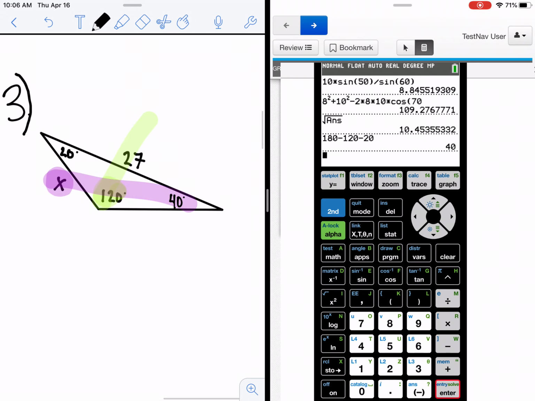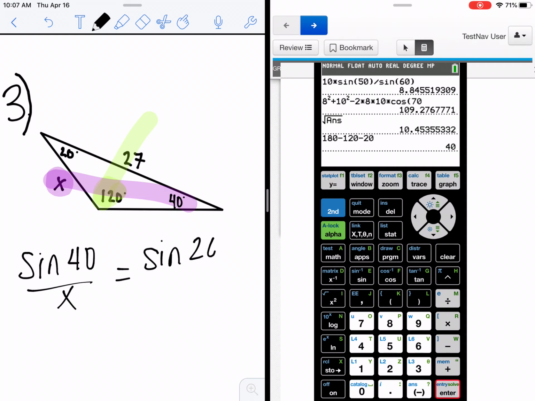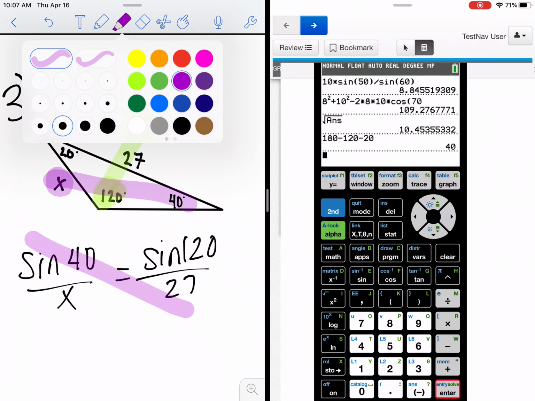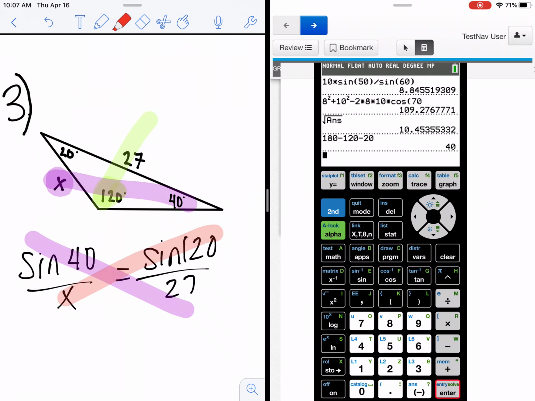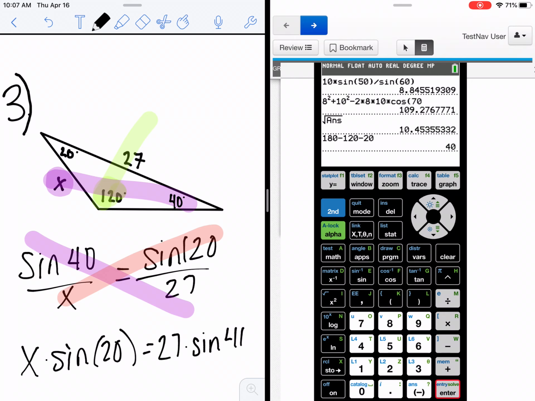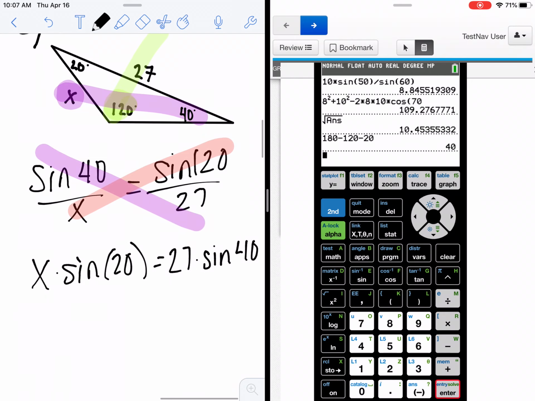As soon as I know that angle, I can set up using law of sines because I know sides and angles opposite. So I'm going to do sine of 40 over x equals the sine of 120 over 27. And then I'm going to cross multiply. So I'm going to take x times the sine of 20 equal to 27 times the sine of 40. X is being multiplied, so to get it by itself, I'm going to divide both sides by the sine of 20.